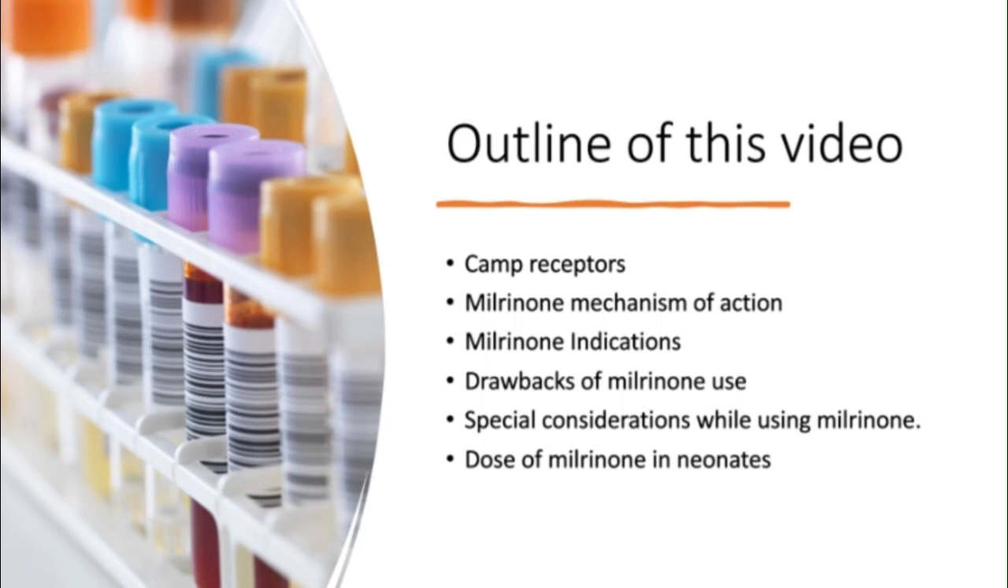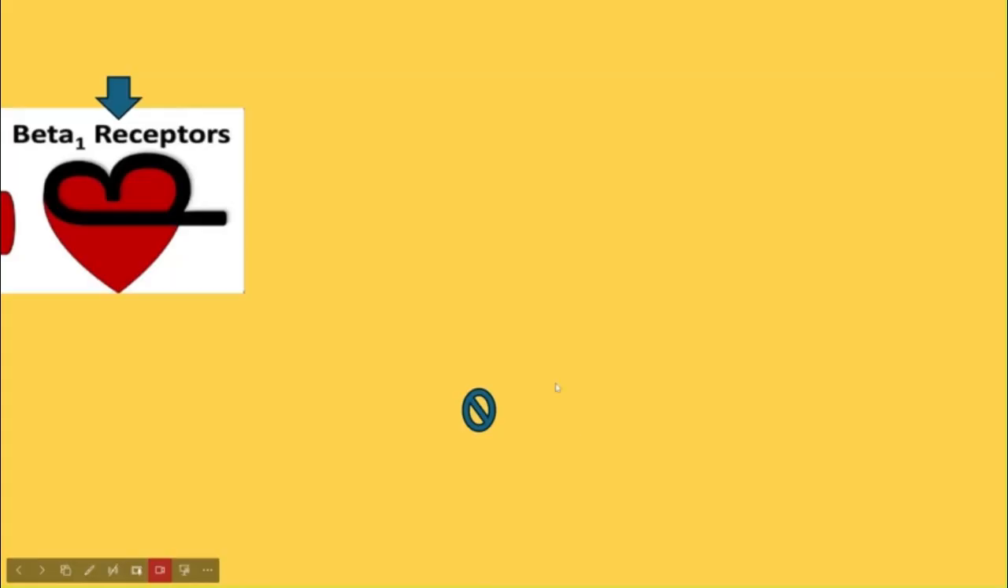We will go through the pharmacology of cyclic AMP receptors and how it works, Milrinone mechanism of action, Milrinone indications, drawbacks of Milrinone use, special considerations while using Milrinone, and the dose of Milrinone in neonates. So without any delay, let's start with the first point, which was cyclic AMP receptors and how they work.